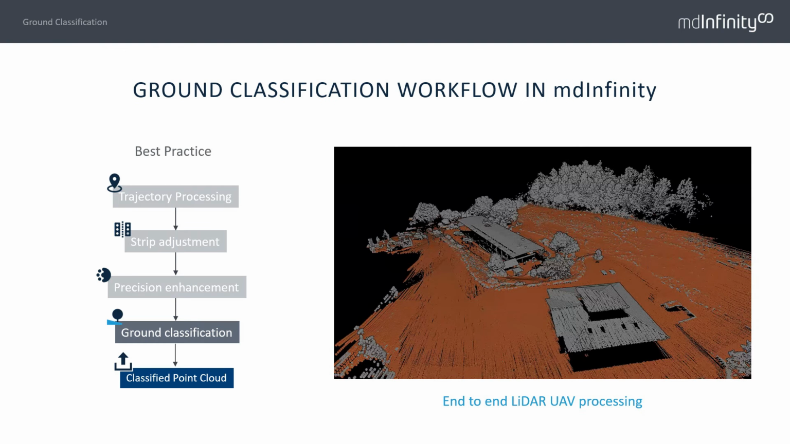Now, how is the ground classification workflow in mdInfinity? Our recommendation is to first, in mdInfinity, use trajectory processing, later move to strip adjustment, go to precision enhancement, and finally use ground classification. After this, you will extract the classified point cloud.